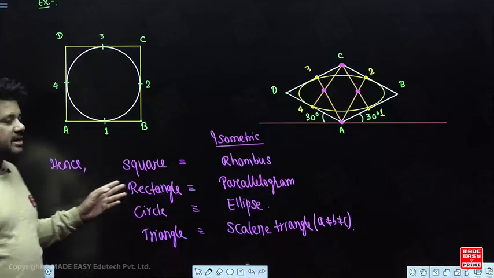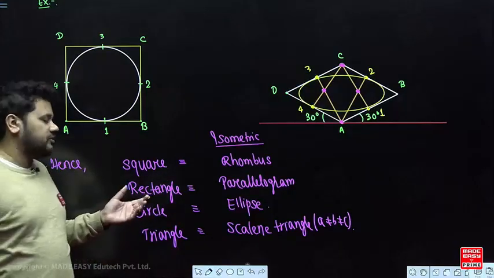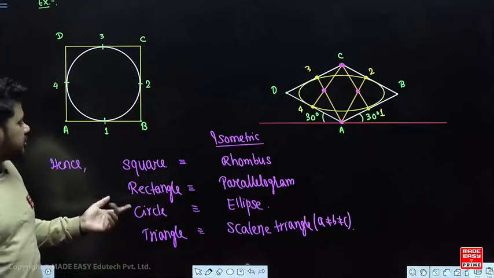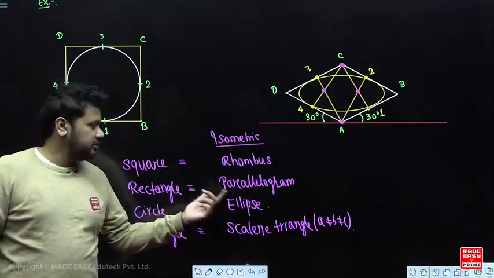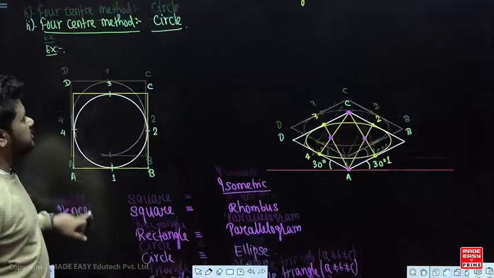So in the exam they might ask you a question like this: what is the isometric view or isometric projection of a square? You will tick rhombus. What is the isometric projection or isometric view of a rectangle? You will tick parallelogram. Or circle, you will tick ellipse. Now this question came this year.